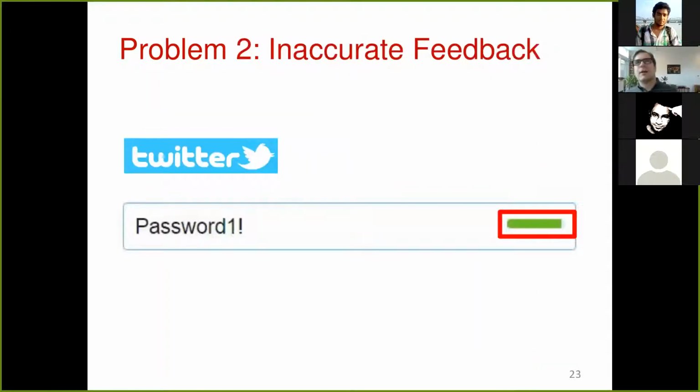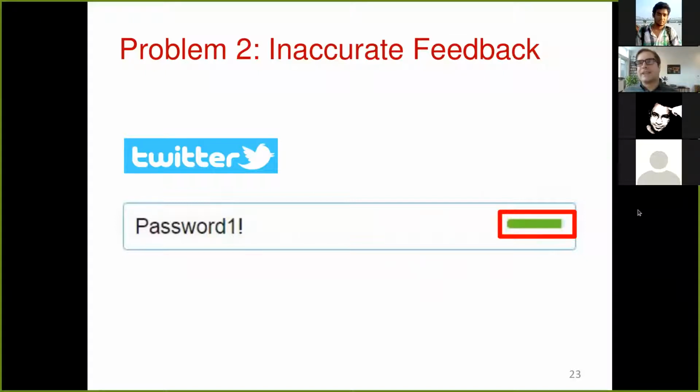Right. And so another problem is inaccurate feedback. Twitter has since changed their password meter, I believe, but five years ago, if you typed password 1 exclamation point into the Twitter password meter, it would indicate that your password is really good. And I have news for you: password 1 exclamation point is not a really good password. Twitter is lying to you.